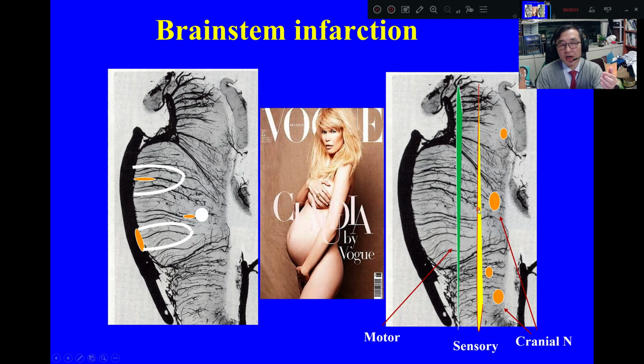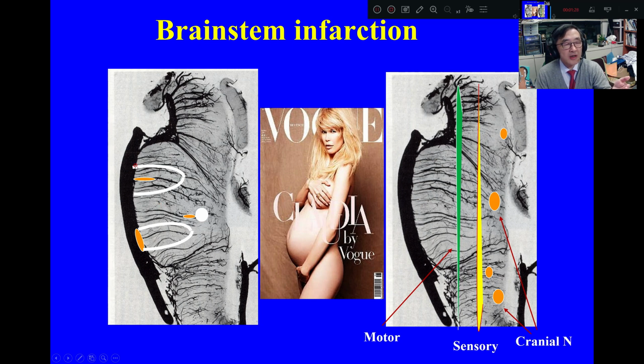The sensory fibers are located a little bit dorsal to the motor system. And in the far dorsal area, there are multiple cranial nerves here. And if you look at the vascular system, the pons, medulla, and midbrain are all supplied by branches arising from the vertebral artery or basilar arteries. So it happens that these vertebrobasilar arteries are located in the ventral rather than dorsal part of the brain stem. So in fact, infarcts usually occur in the ventral part of the brain stem like this.